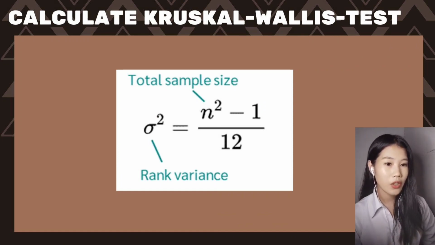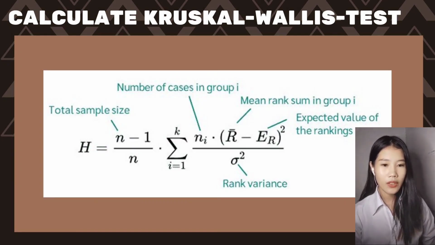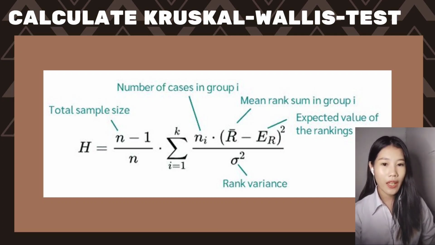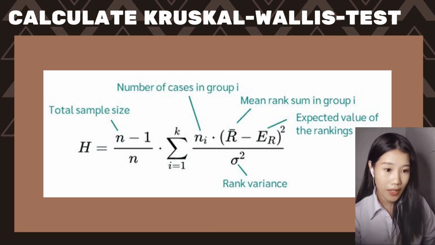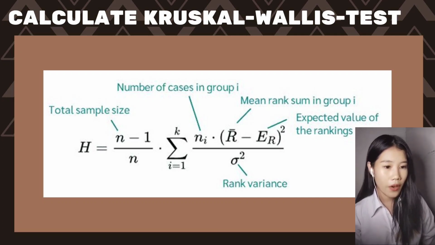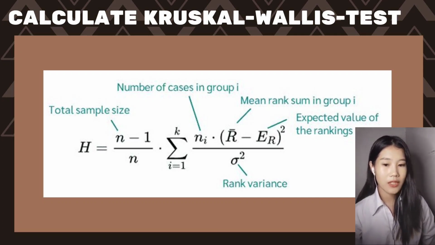So, the small letter n is the total sample size minus 1 over 12. In the Kruskal-Wallis test, the test variable H is calculated. The H value corresponds to the chi-squared value and is given by this formula, where small letter n is the total sample size, ni is the number of cases in the individual group, R bar is the mean rank sum of the individual groups, ER is the expected value of the rankings, and sigma squared is the rank variance.